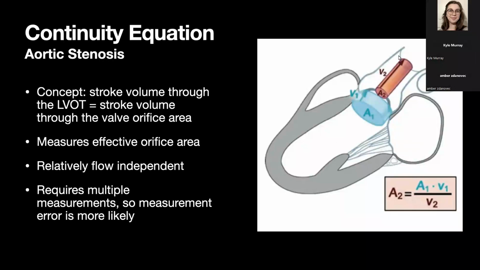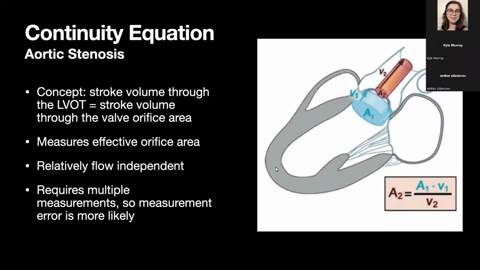So this is during a beat. If you can measure the stroke volume here, and you have one value of this cylinder, you'll be able to figure out the area and solve for the area here.